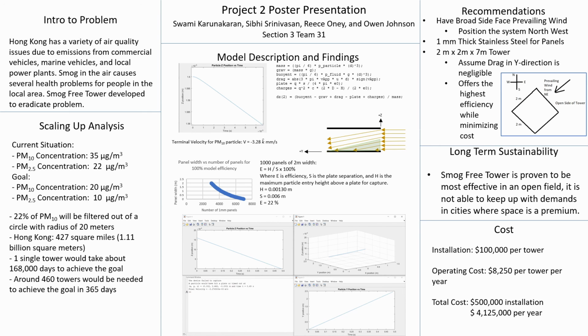In conclusion, we do not find the smog-free tower to be a strong solution to the problem we were presented with, although it would work to some degree. Larger towers could reduce this problem and make it a better solution, but will increase costs significantly. This was Team 31's proposed solution.